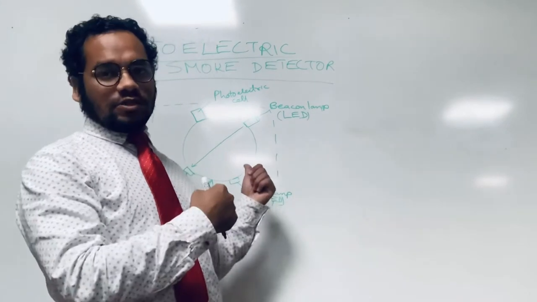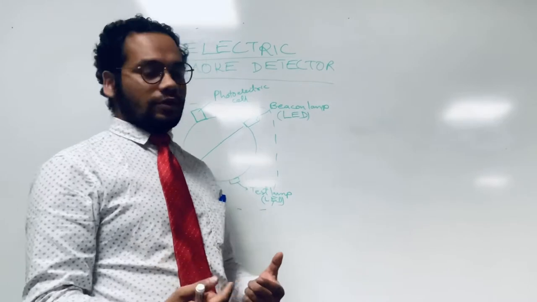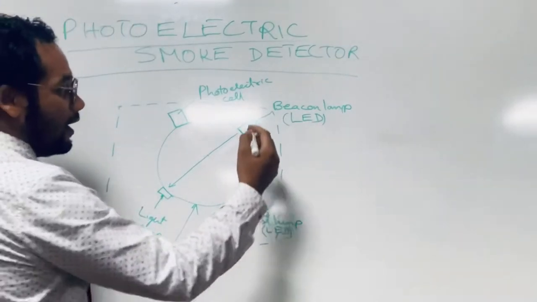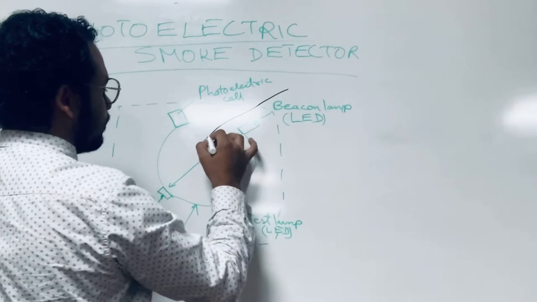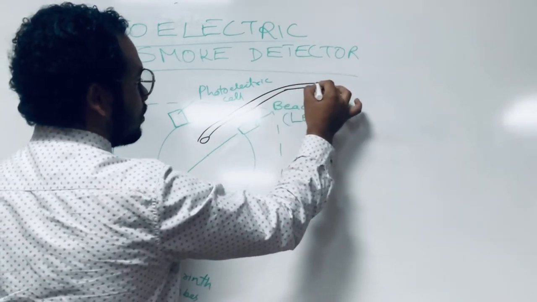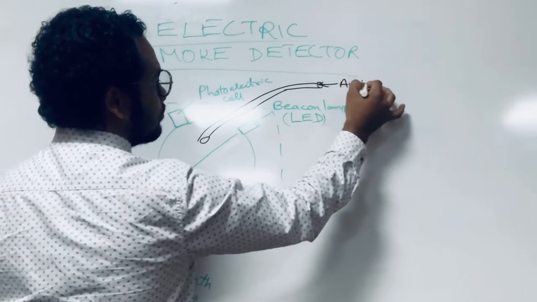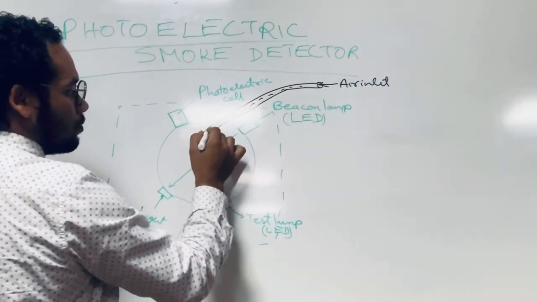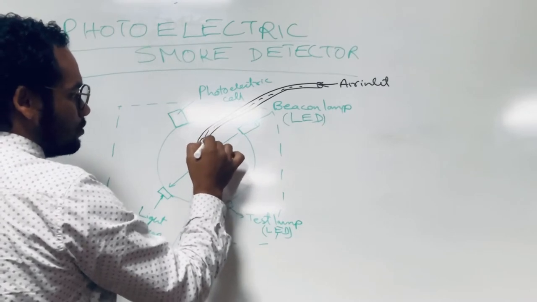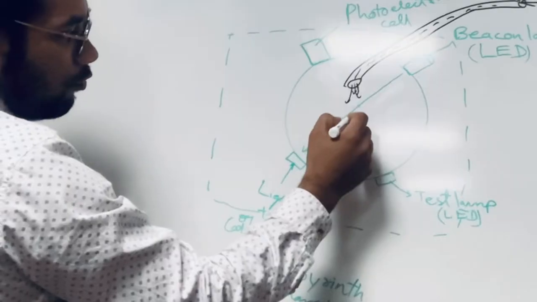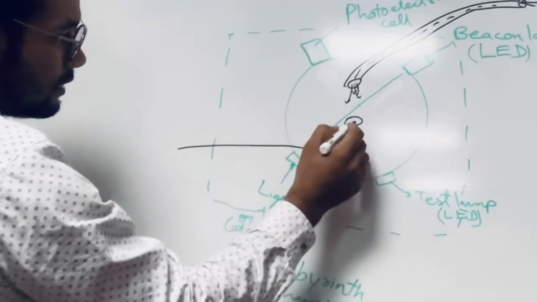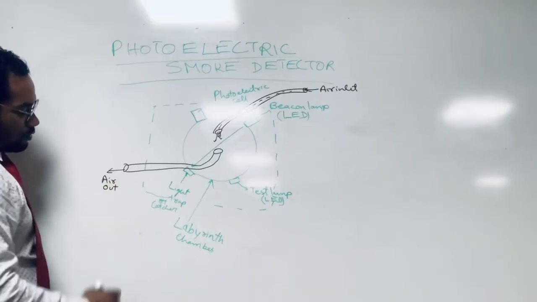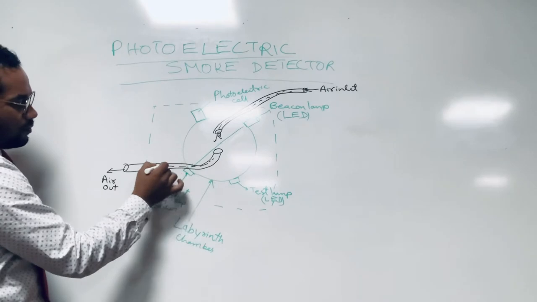Now friends, since this is a smoke detector, how is it supposed to be used? For using it, of course, there must be an air inlet and outlet, right? I'm using black ink to show you the air inlet. Suppose this is a pipe for the air inlet. From here the airflow can come in. Whatever airflow comes into this chamber can move out by means of another pipe or duct like this. So this is air out. Airflow will come out from here.